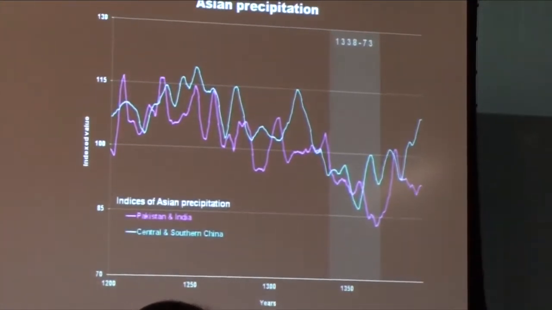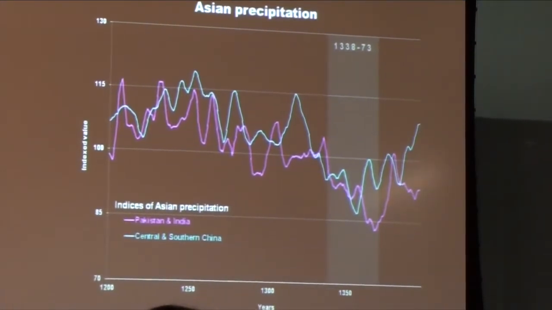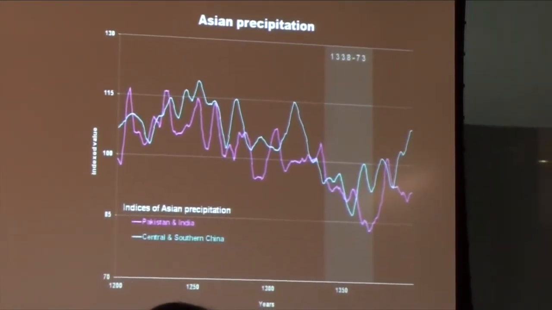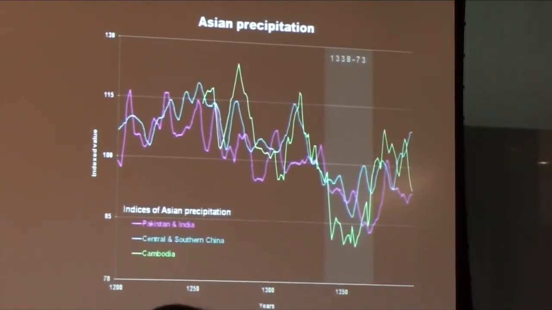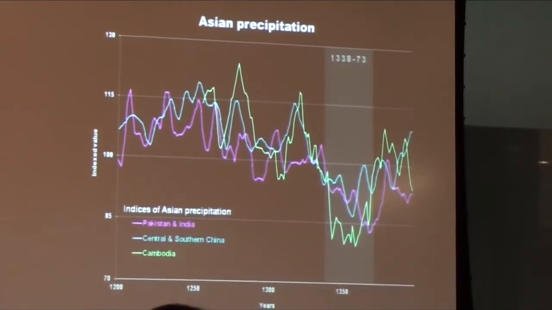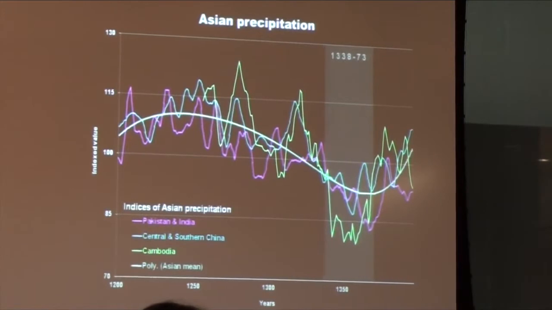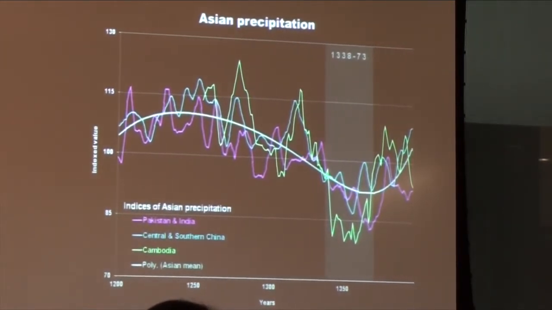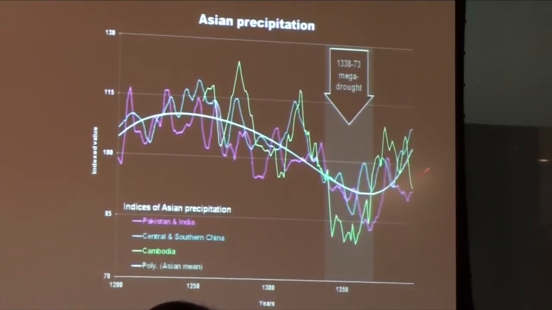This is another index for central and southern China. This one is based entirely upon analysis of speleothem information. And this is a dendrochronologically based drought index for Cambodia. And you can see all of them are picking out the period from 1338 to 1373 as a period of very serious drought. And if I put in the general trend, you can see things are trending downward here, but you reach a crisis point here.